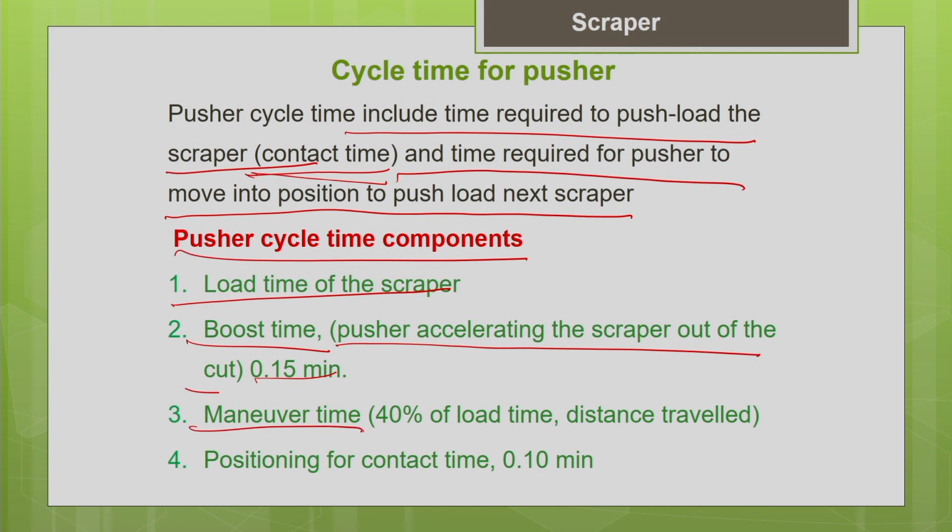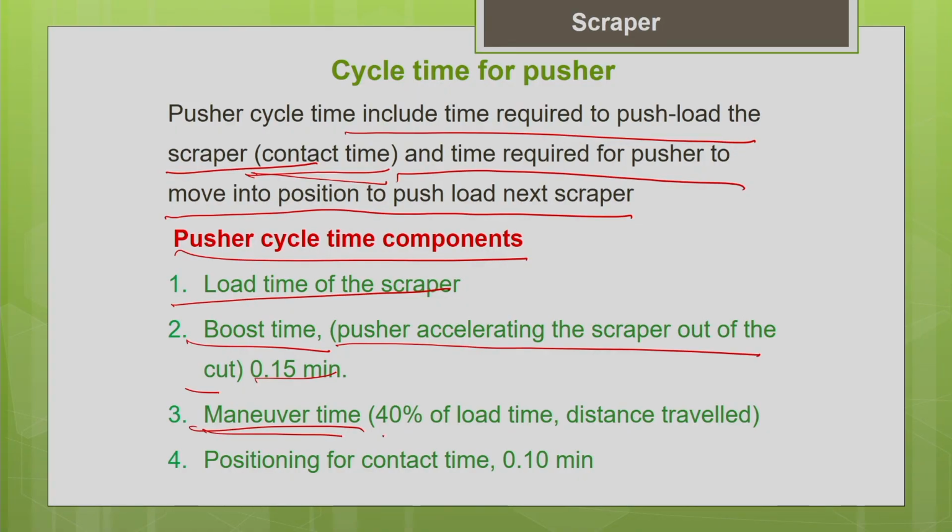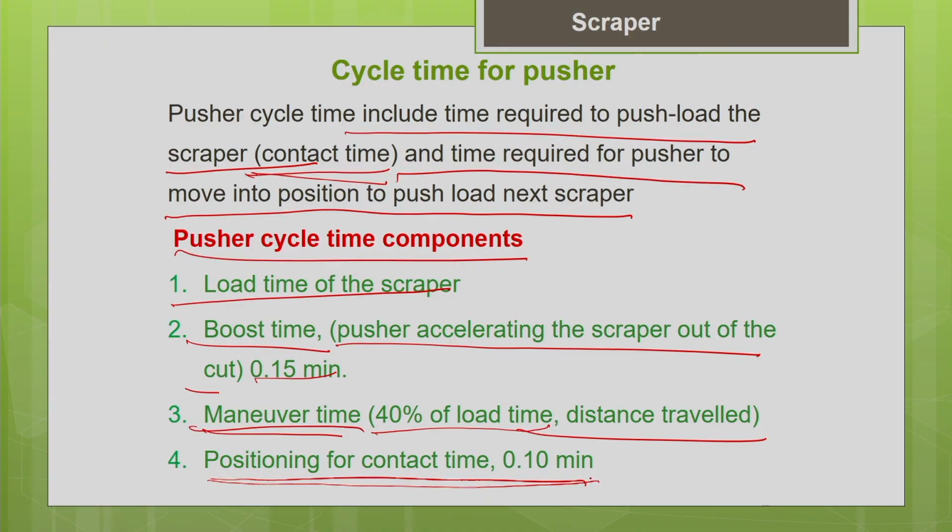Apart from that, you have the maneuver time. As I told you, the pusher has to travel after pushing the first scraper, it has to travel and spot another scraper and get ready for pushing it. That is the maneuver time. It can be taken as 40% of load time, that is the distance traveled. Then the other thing is positioning for the contact time. The pusher has to position so that it establishes its contact with the scraper. That positioning time is 0.1 minute. All these things make up the cycle time of the pusher.